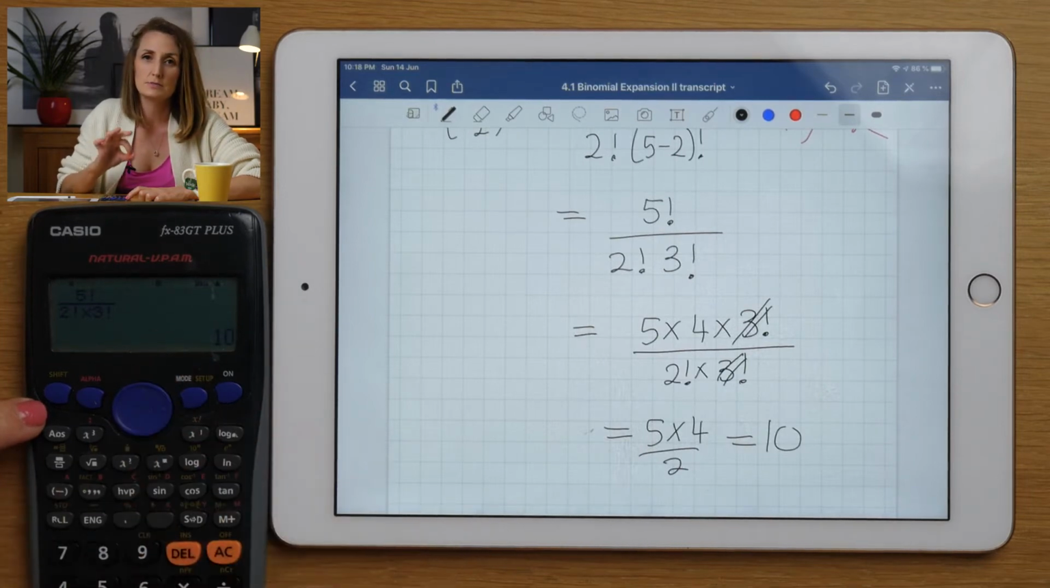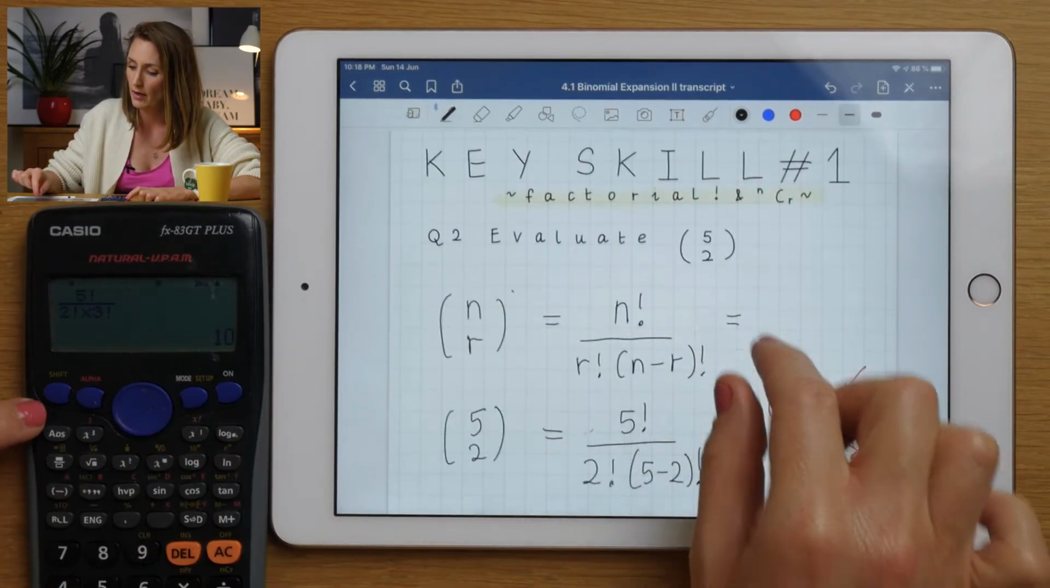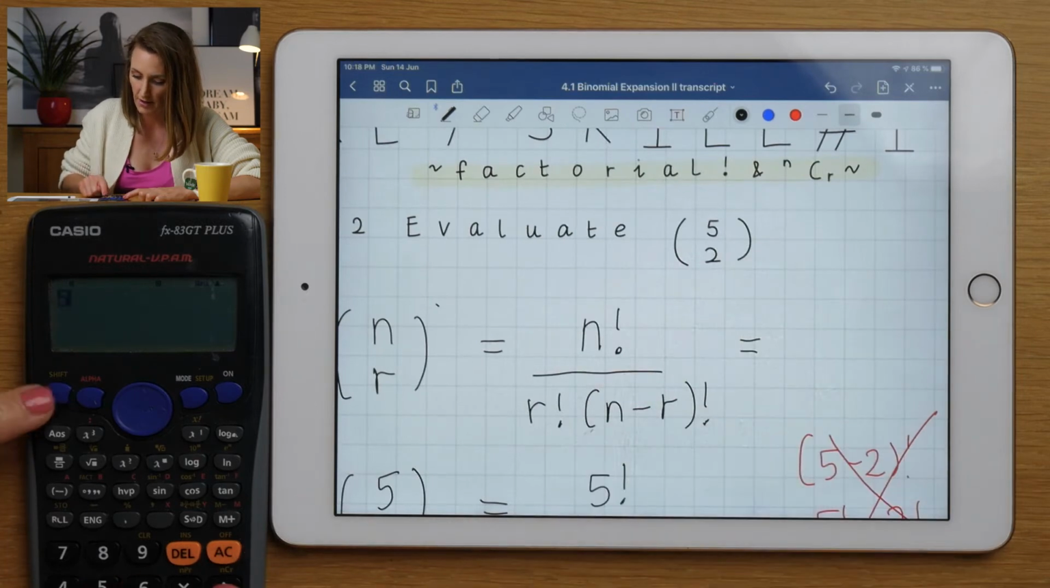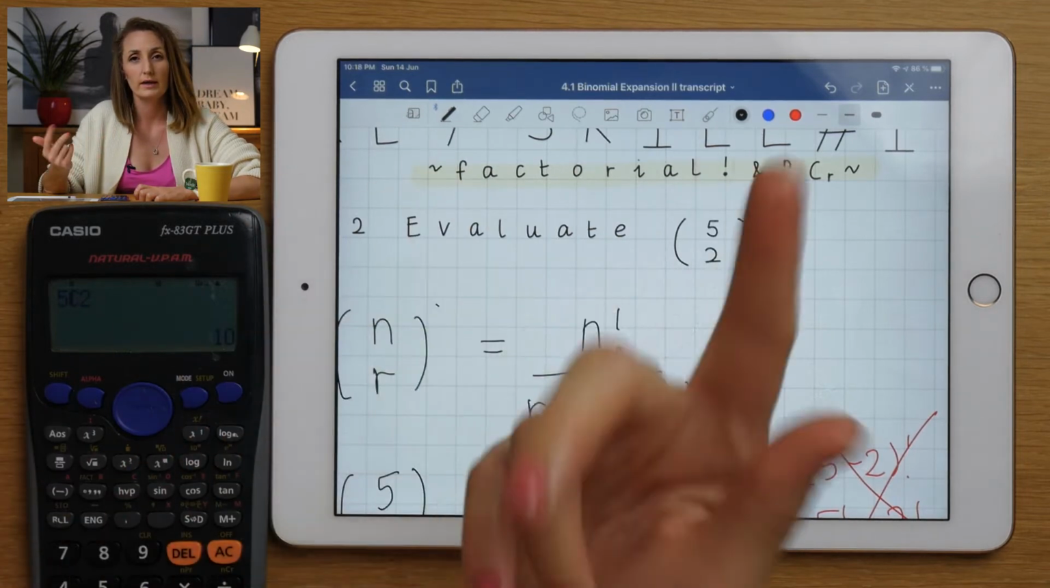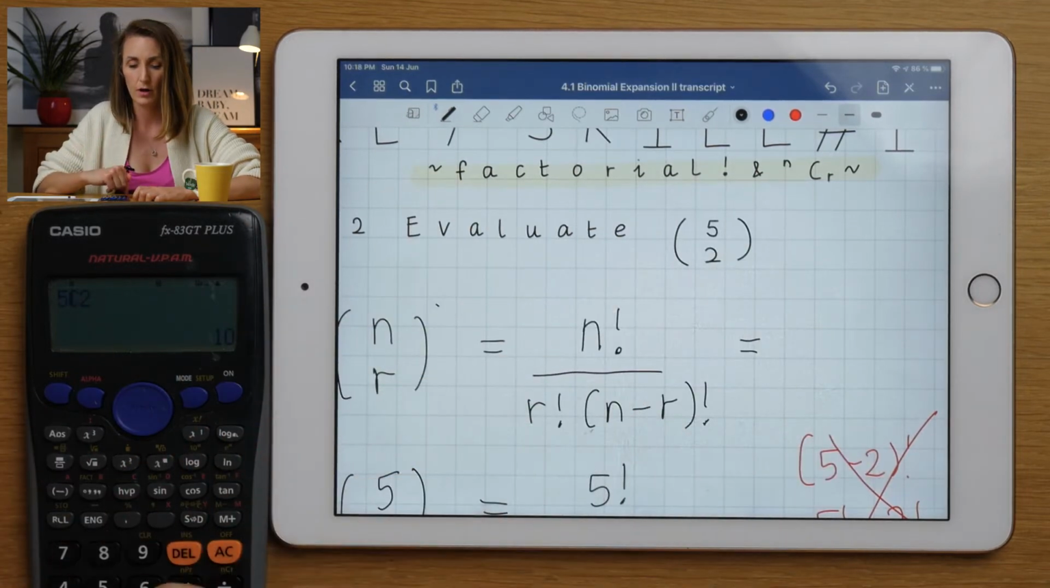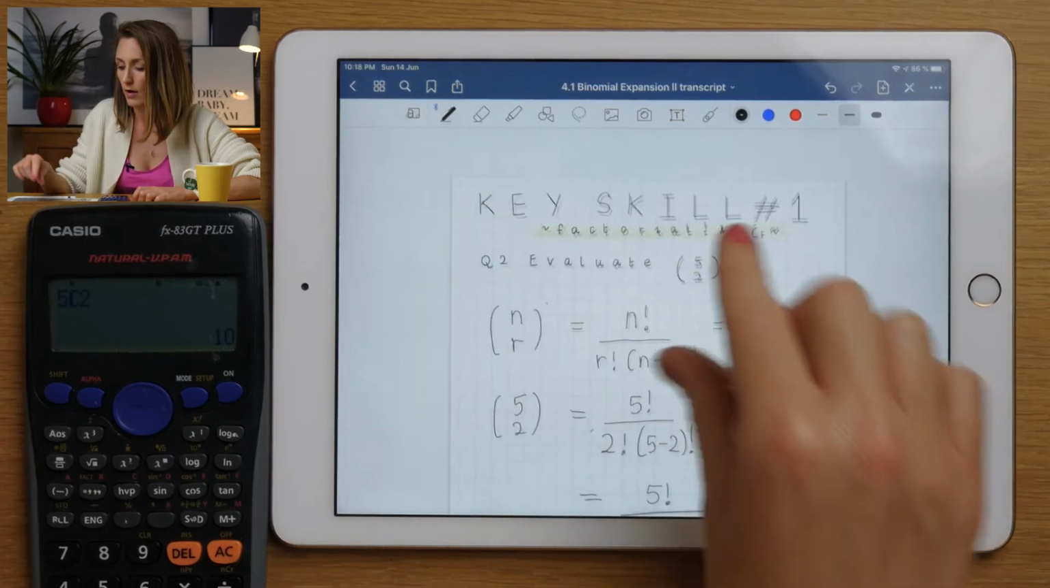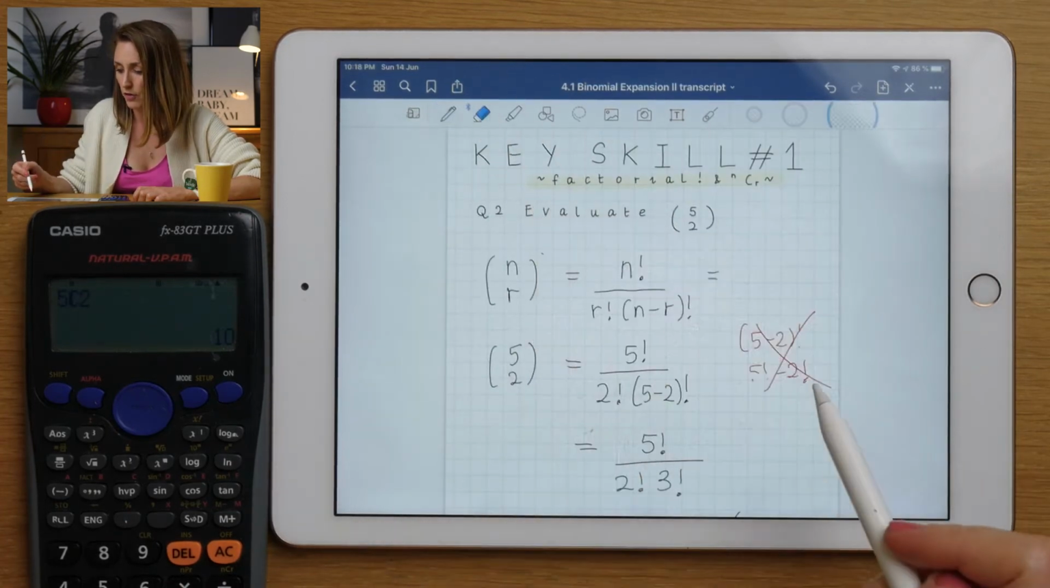Whilst you can type in fractions with factorials, your calculator will do it, your calculator also has a special button for 5 choose 2, and it's here. So we've got 2 ways to do this so far. We can open it out and cancel it down using the formula, or we can use the calculator. Now, what is going to be the third way to do it?